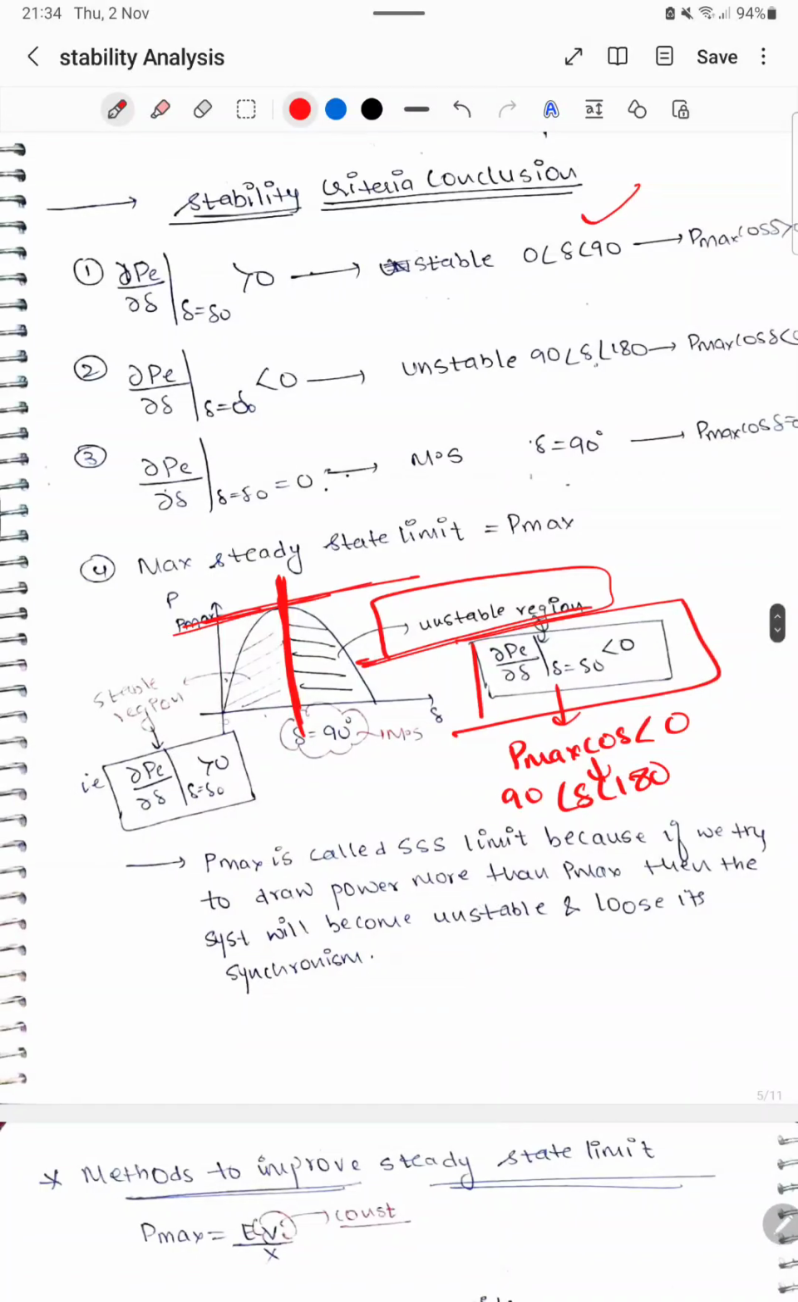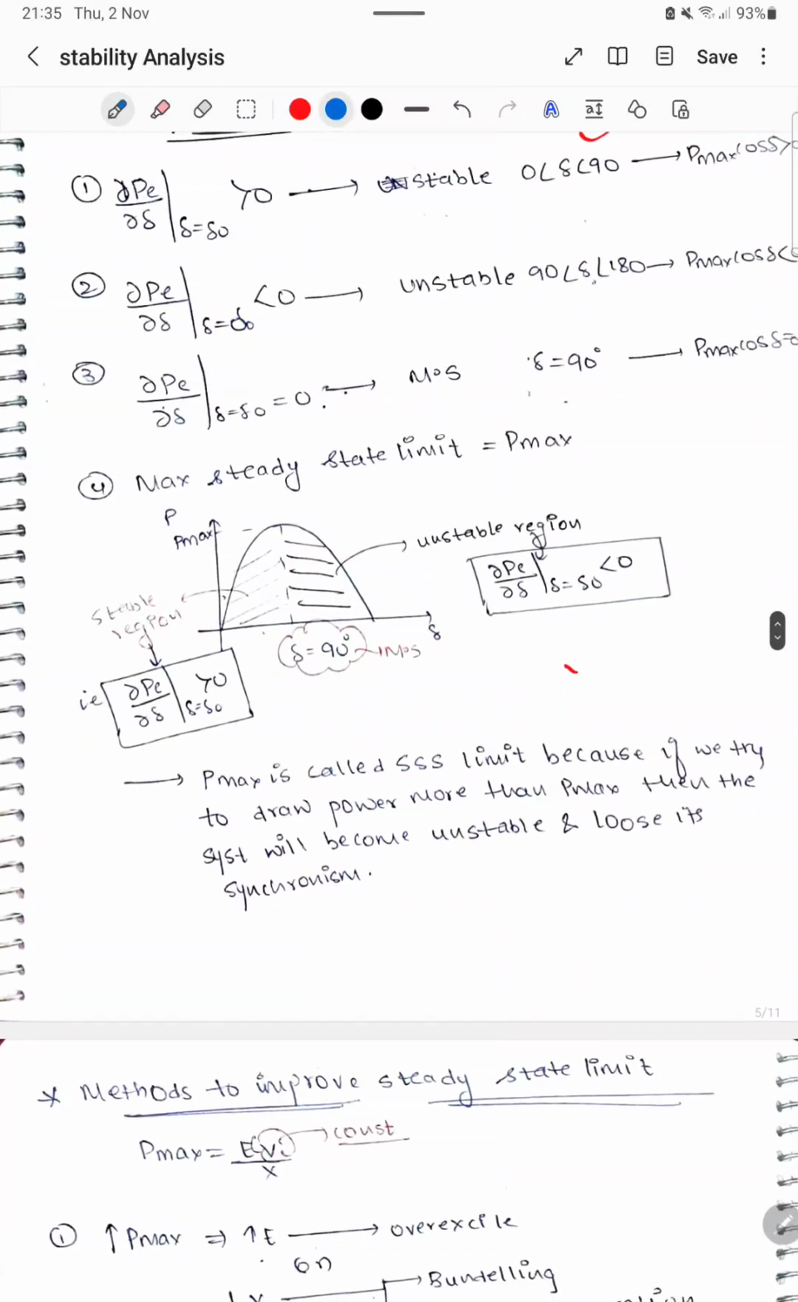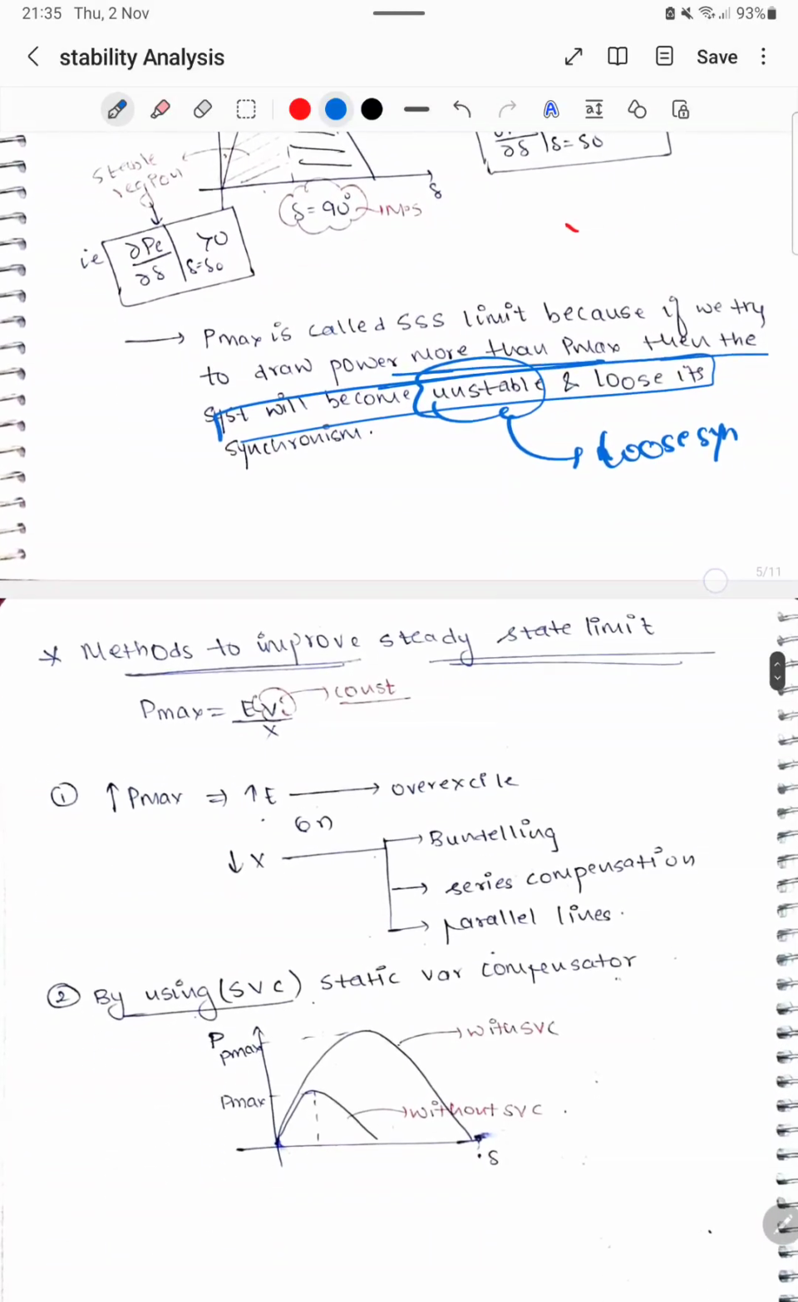Before that, in the region of 0 to 90 delta, you get a stable region, and dou P upon dou delta is positive. Fine. So what does this steady state limit mean? If we try to draw power more than the maximum P max, then there is a chance that it will become unstable. Unstable means we may lose synchronism.